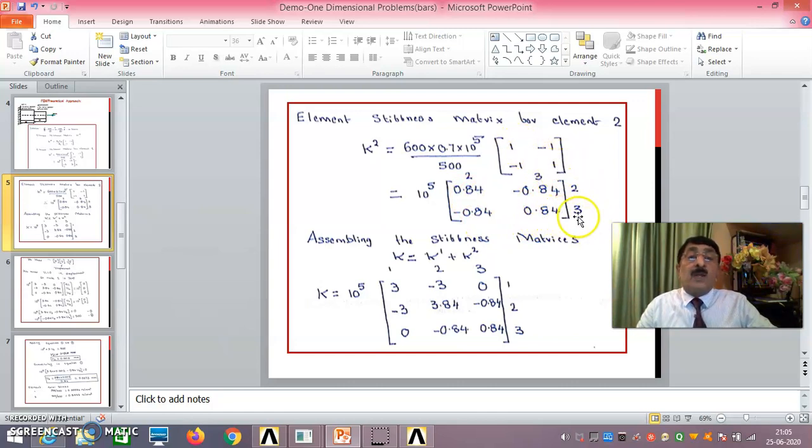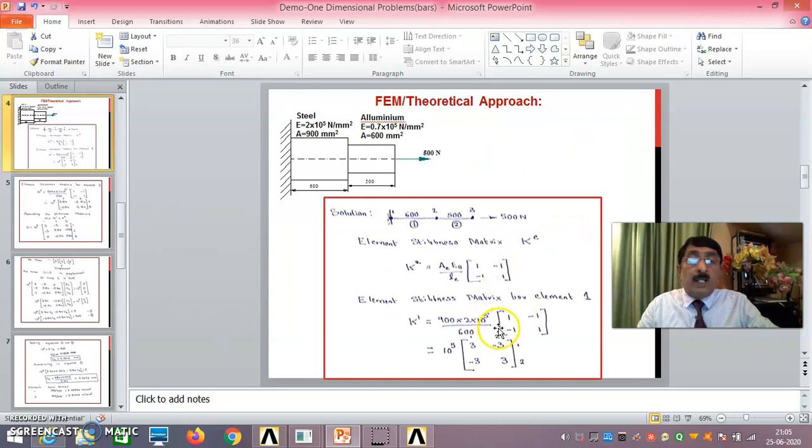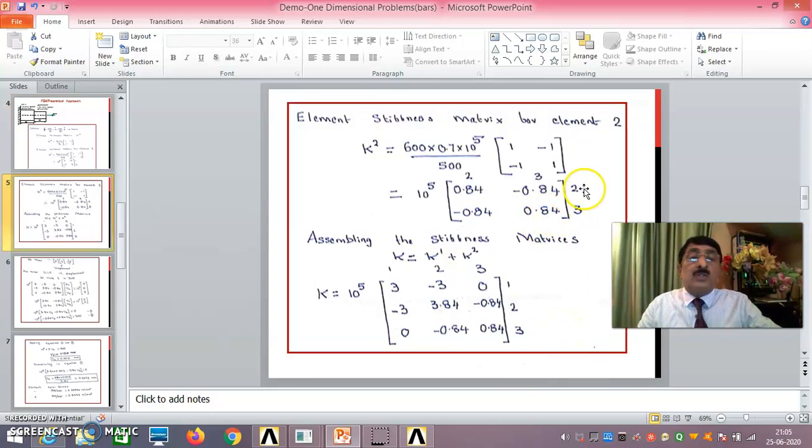This is for the second element. Previously it was 1, 2, 1, 2. Now it is 2, 3, 2, 3.